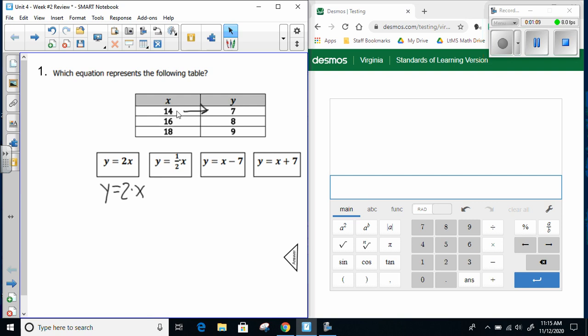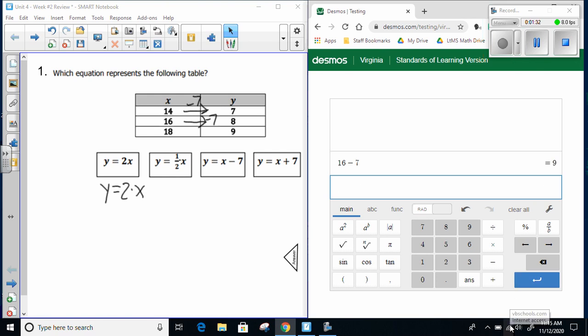So what could I do to X to make it become Y? So what could I do to 14 to get 7? Well, I know that 14 minus 7 is 7, and that's an answer choice. But if I want to pick that, it has to work every time. So now I'm going to check the next row, and I'm going to try minus 7 again. 16 minus 7.